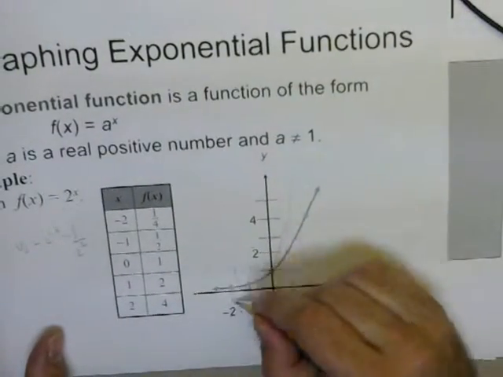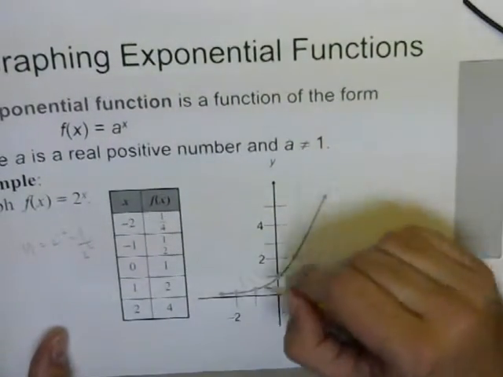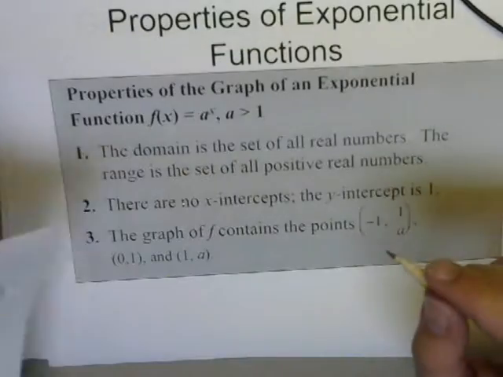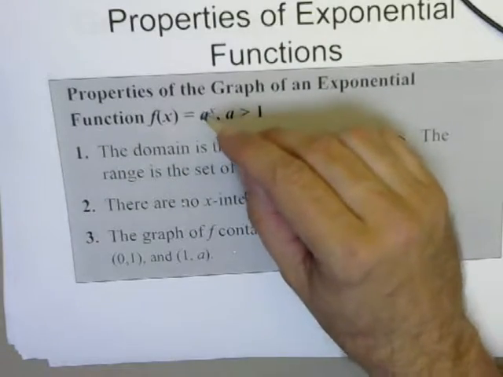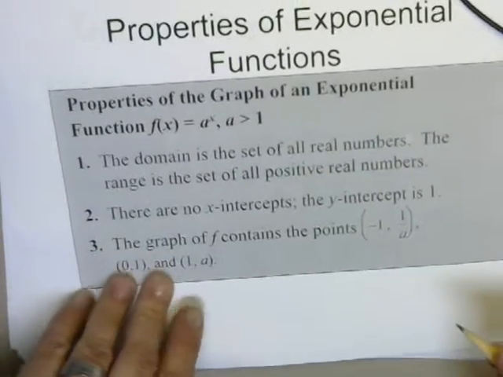But I think the most important thing to realize is that unless the graph is shifted left or right or up or down, it should always go through the point (0, 1), no matter what this base a is, whether it's 2 or 3, etc.